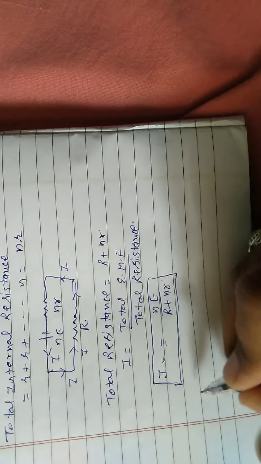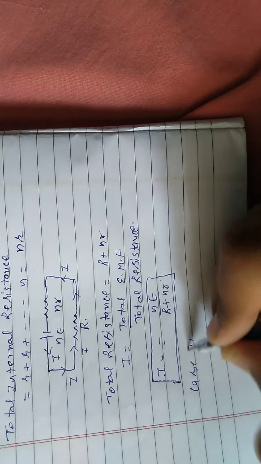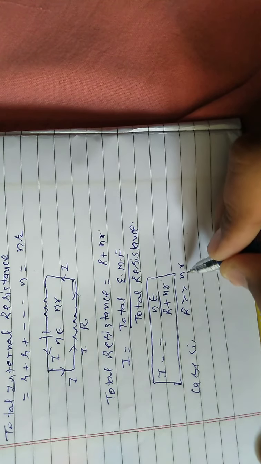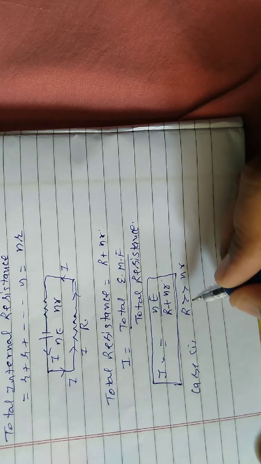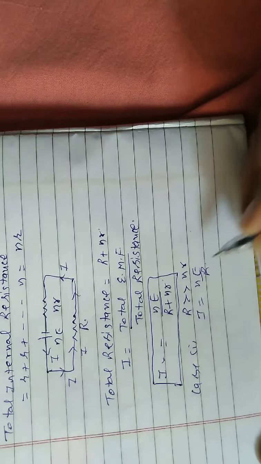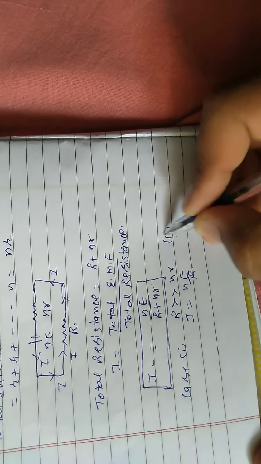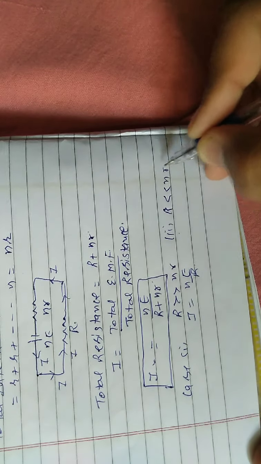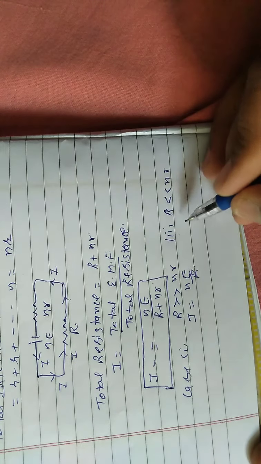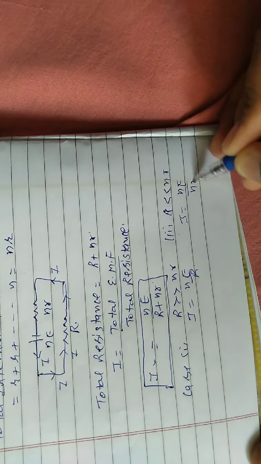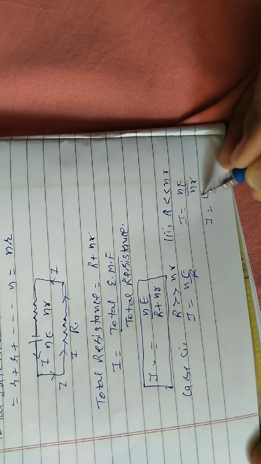Now case one: if capital R is greater than nr, nr will be neglected. So the result will be I is equal to nE upon R. For the second case, if capital R is less than nr, capital R will be neglected. So we can write I is equal to nE upon nr. So I is equal to E by r.